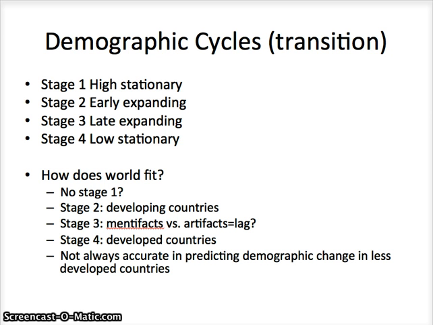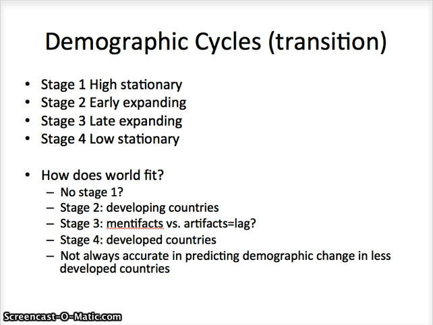In stage two, you still have a high birth rate, but the death rate begins to fall. If you have a high birth rate, but the death rate begins to fall, then what does that mean for the population? Well, that means the population is going to grow or expand, and that's why it's called early expanding. So again, stage one, high stationary, you have high birth rates, high death rates. Stage two, you have high birth rates, but the death rate begins to fall, resulting in an expanding population.